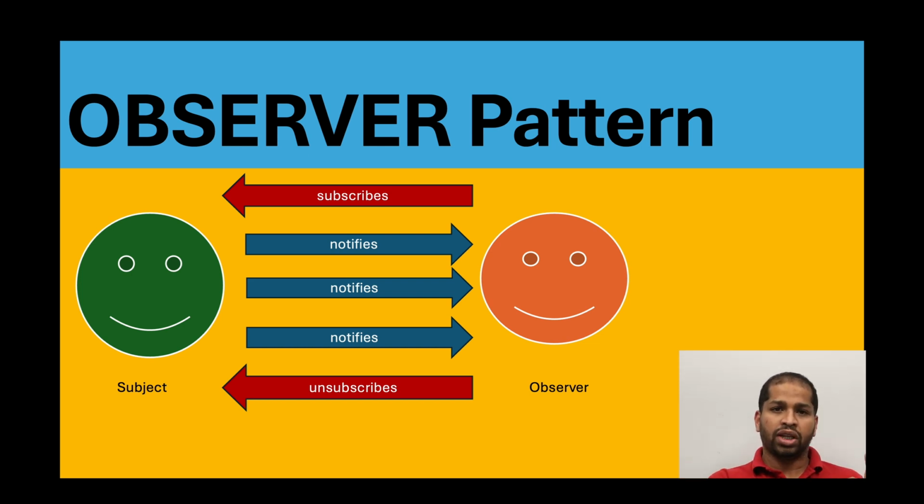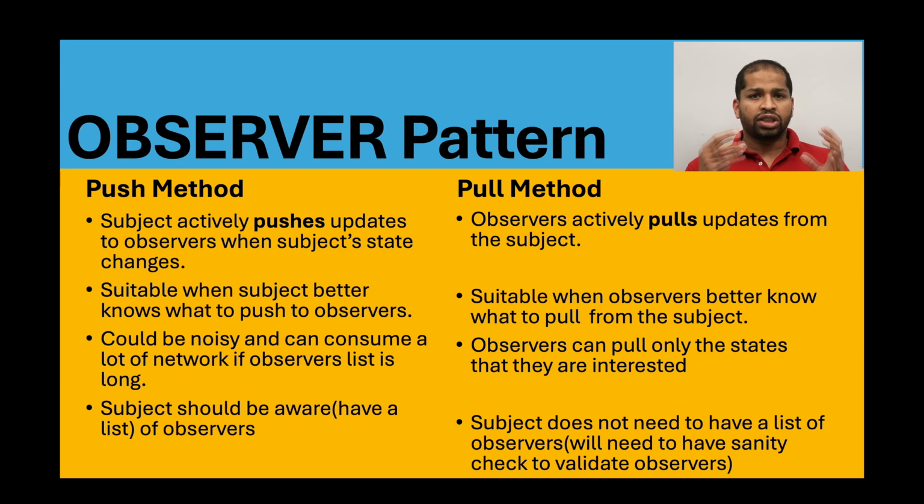So the observer will subscribe to the subject, and the subject will continuously send notifications to the observers. And when an observer decides, I no longer need the subject's service, it will unsubscribe, and then the subject will no longer send notifications to the observer. In this observer pattern, there are two approaches called push and pull. In the push method, the subject actively pushes notifications, pushes its updated states to the observers, whereas in the pull method, observers actively pull updated states from the subject.